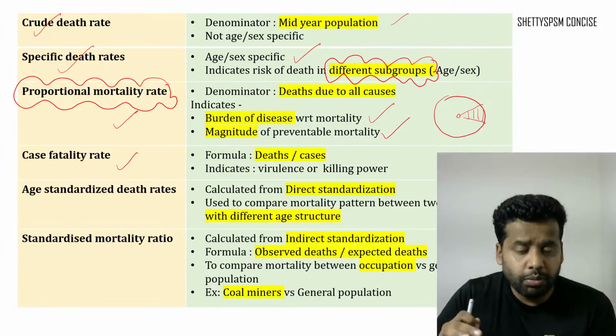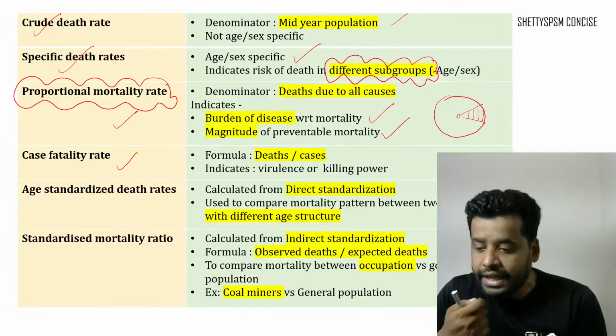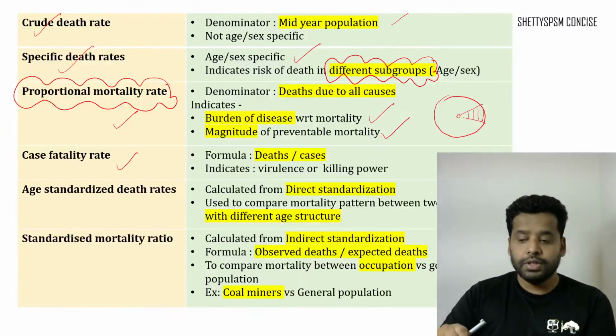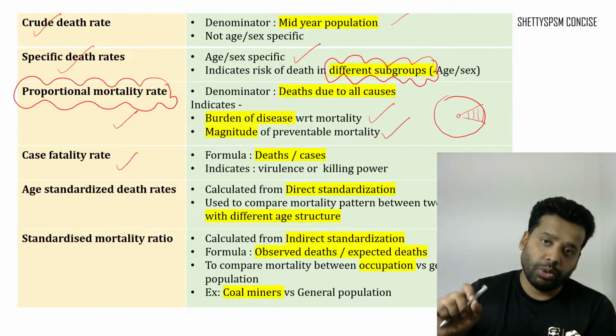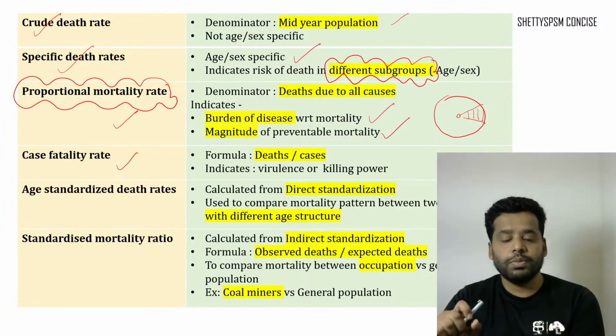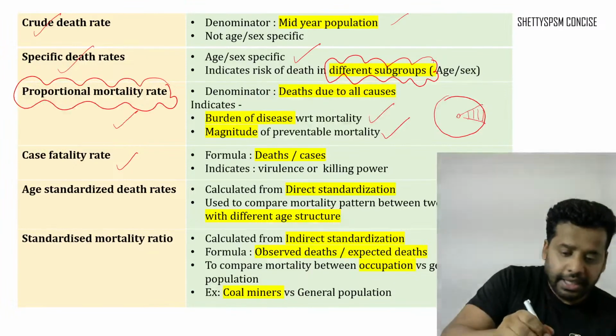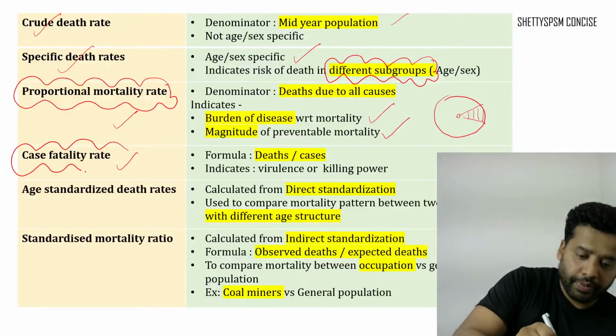If I want to know the most common cause of death, what indicator is used? If they frame this question, what indicator is used? Proportional mortality rates. Good. Proportional mortality rates. Now, case fatality rates.